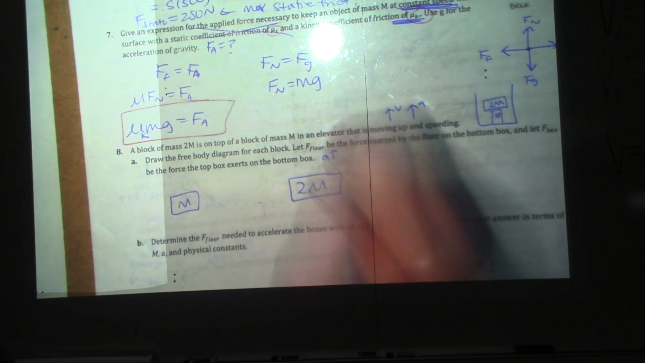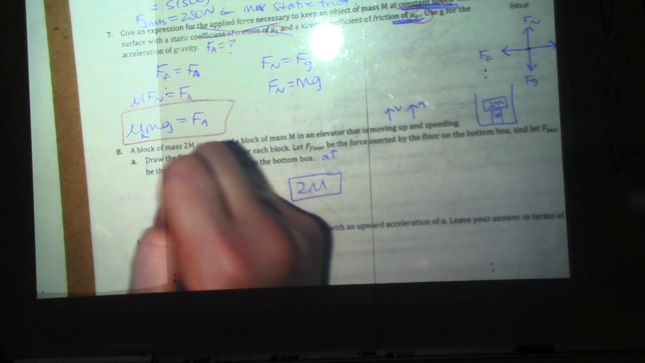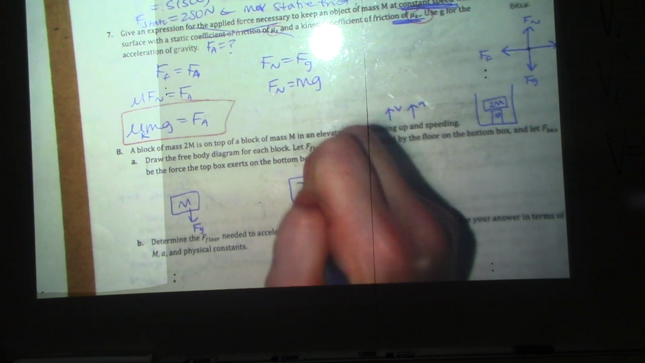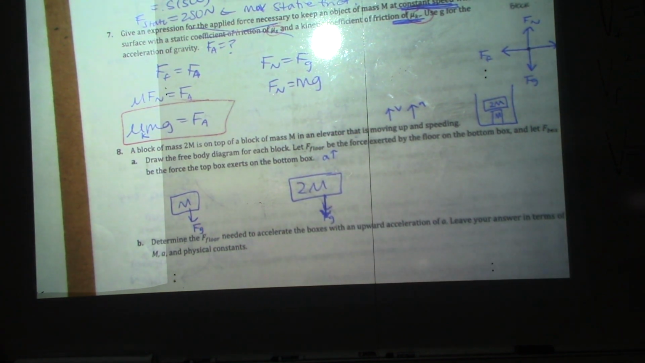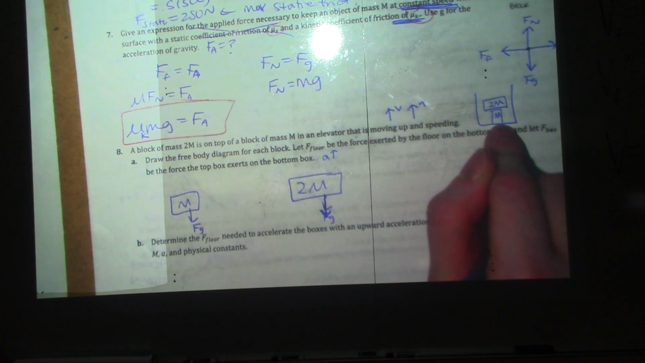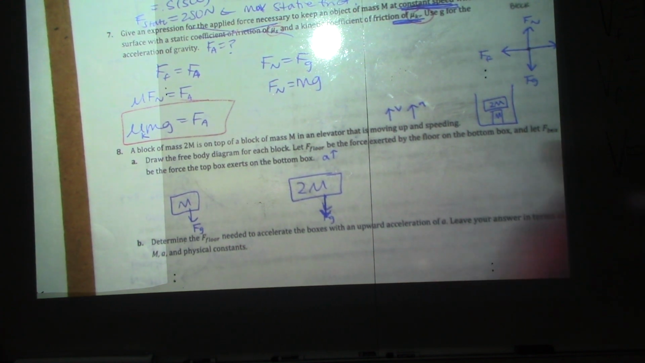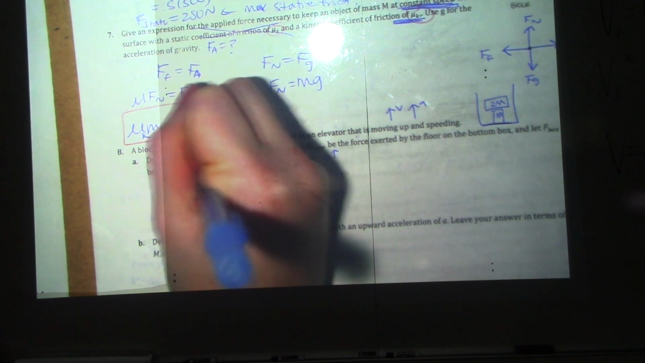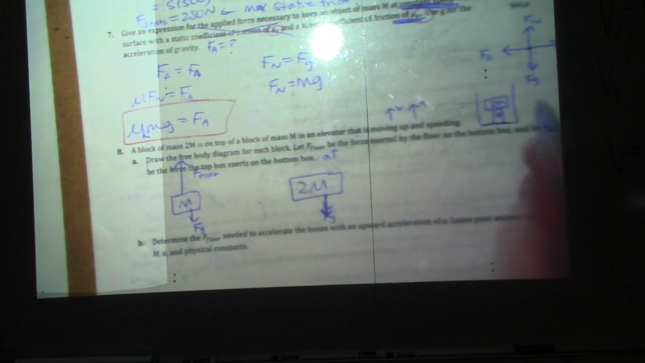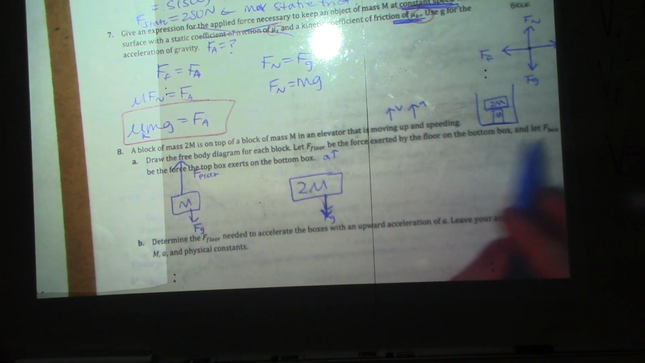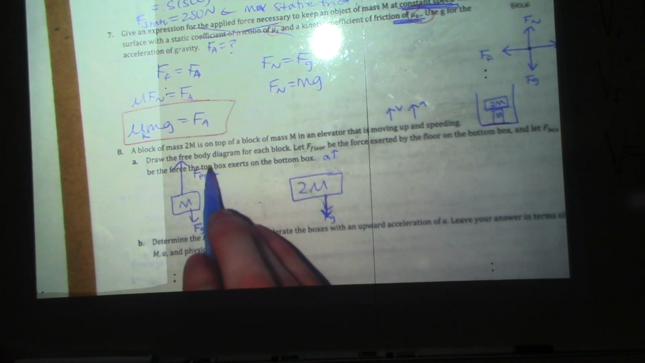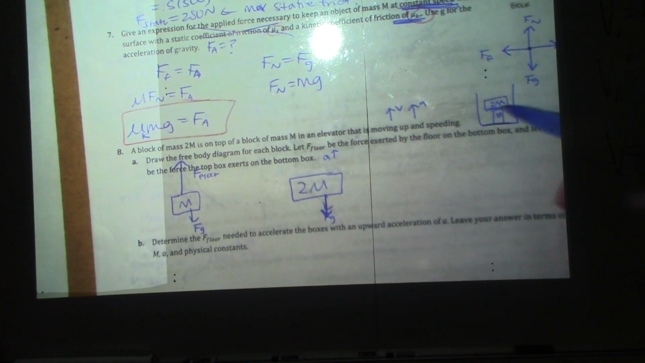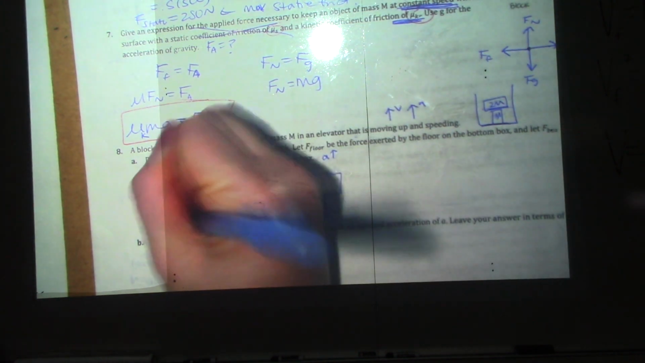Draw a free body diagram for both. Obviously, they both feel their own force of gravity. That's easy. This one would be longer. That's okay. Now, the force of the floor: if we look at our diagram, only one box is touching the floor, so only one box can feel the floor at all. It's box m. The floor is going to be pushing box m up, so F floor, like this. And then F box is the force that the top box exerts on the bottom box. The 2m is pushing the m down, so this would be F box, like this.